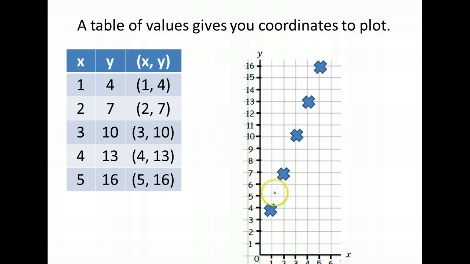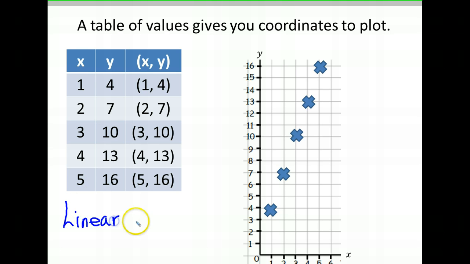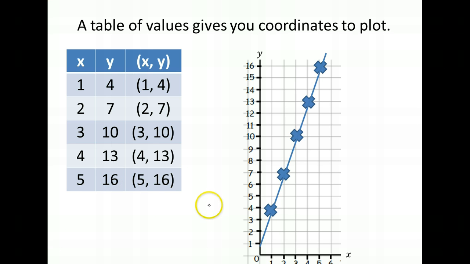You guys can see that this is a linear function because it creates a line. In the word linear, you can see line, and you can definitely see that this is a straight line, not a curve. There it is.